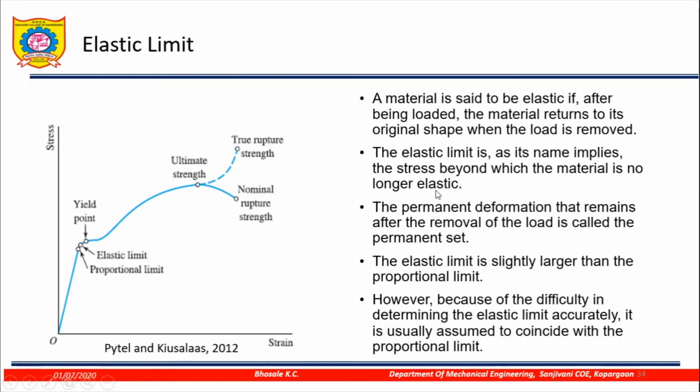The elastic limit, as its name implies, is the stress beyond which the material is no longer elastic. After elasticity, the material will become plastic. The permanent deformation that remains after the removal of the load is called the permanent set. The elastic limit is slightly larger than the proportional limit. However, because of the difficulty in determining the elastic limit accurately, it is usually assumed to coincide with the proportional limit.